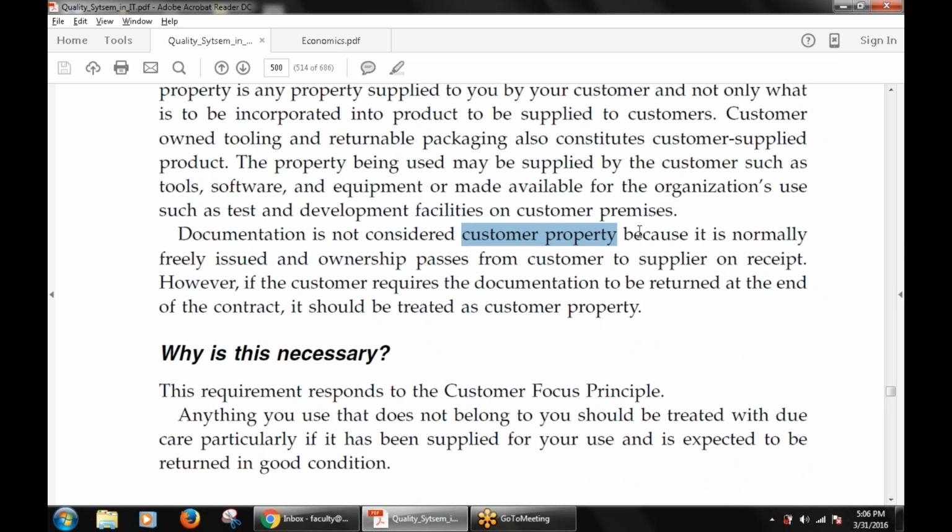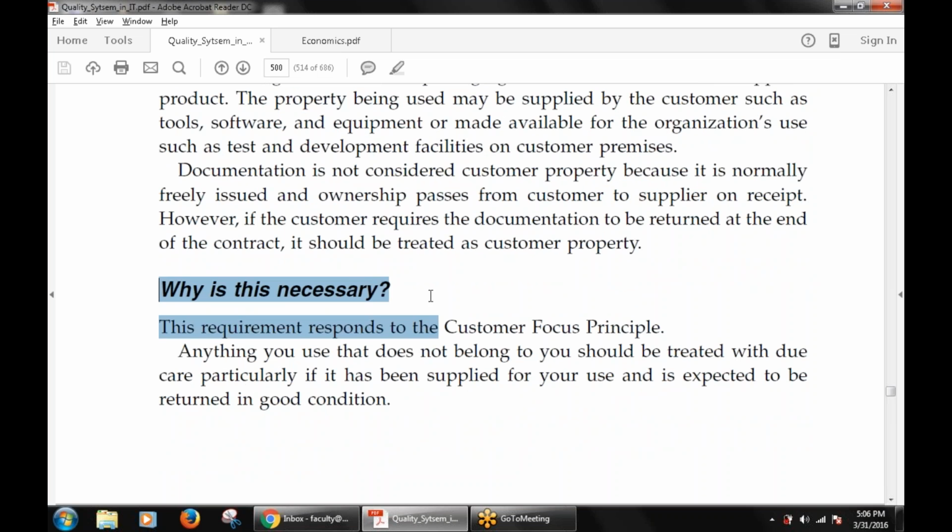That is not the customer property because it is normally freely issued and ownership passes from customer to supplier on receipt. Whatever customer property is available for usage, that is known as documentation. That is not considered customer property because it is freely issued and ownership passes from the customer to the supplier on the contract. Now, why is this necessary? What is the meaning of this?